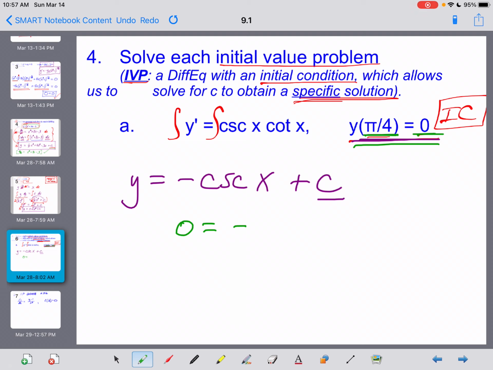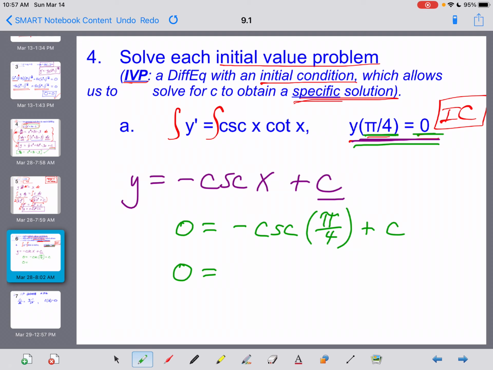And this is now 0 equals the opposite of the cosecant of our x value at the initial condition, which is pi over 4, plus c. Now we're down to just one unknown, so let's solve for that. 0 equals, and here we go, guys.